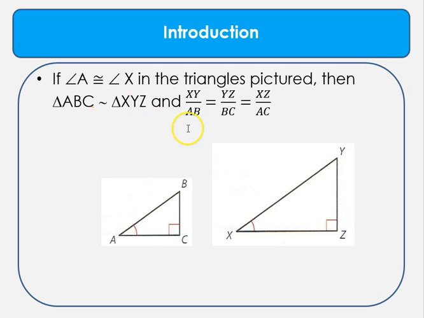And we can also state these ratios and proportions. We have XY, which is a hypotenuse, which corresponds to AB, another hypotenuse. We have YZ, the short leg, corresponding to BC, another short leg. And we have XZ, the long leg, corresponding to AC, the long leg. So similar triangles have corresponding parts, and we know they're similar because of the two congruent angles.